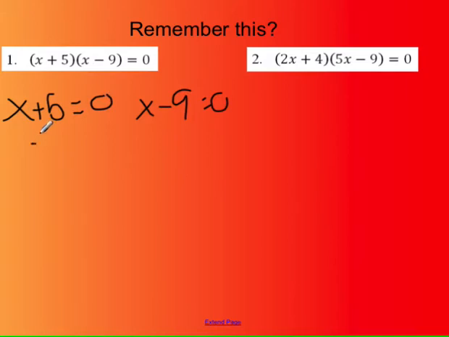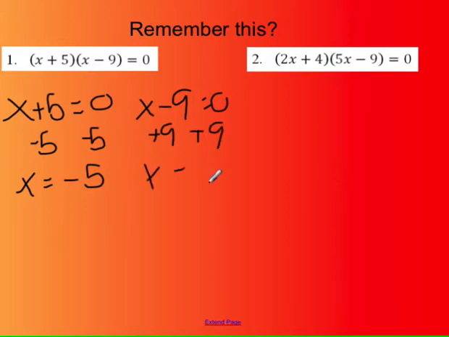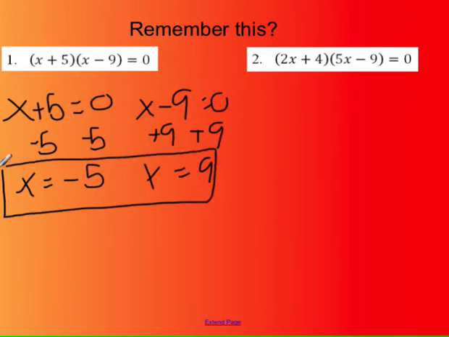Okay, so for this one, to get x by itself, we're going to subtract 5 from both sides, so we get that x is equal to negative 5. For this one, we're going to add 9 to both sides, and then we get that x is equal to 9. So the answer for number 1 is that x is equal to negative 5 and x is equal to 9.